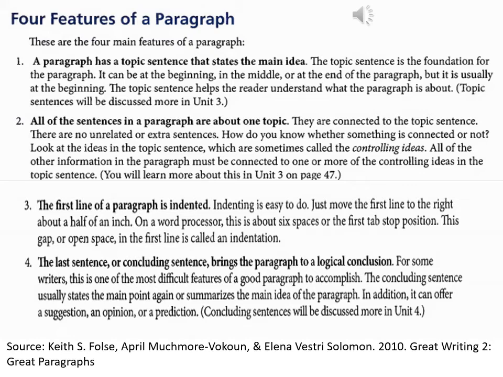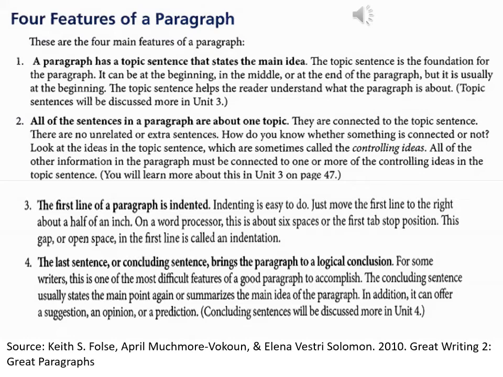So I will repeat. The third feature is the first line of a paragraph is indented. Indenting is easy to do. Just move the first line to the right about a half of an inch. On a word processor, this is about 6 spaces or the first tab stop position. This gap or open space in the first line is called an indentation.